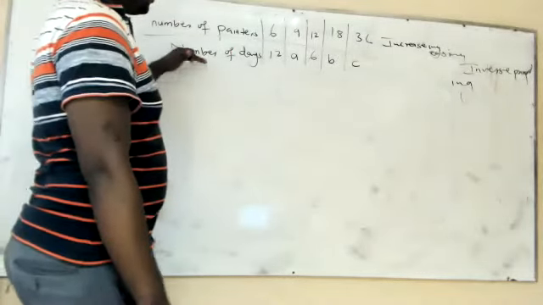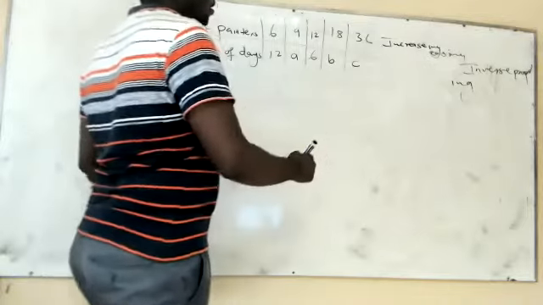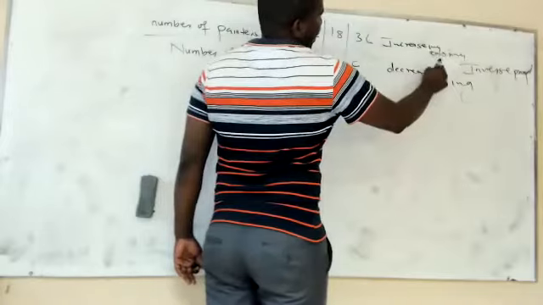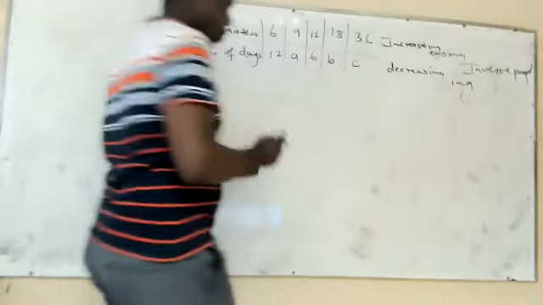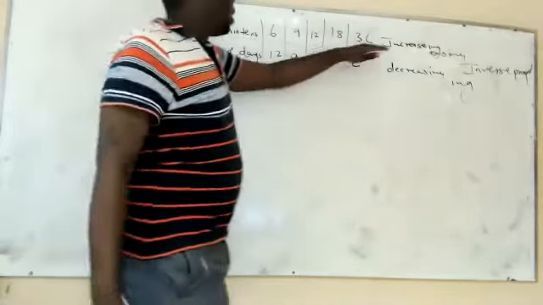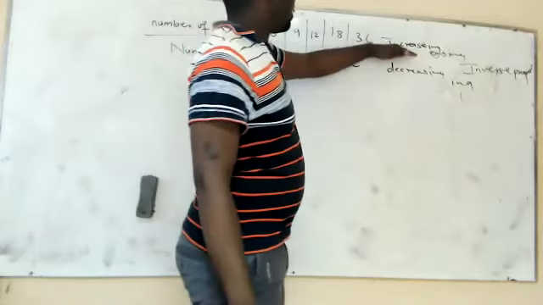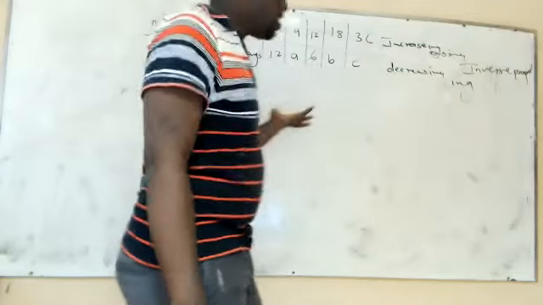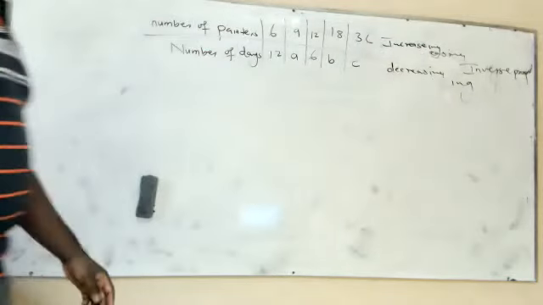The number of days are decreasing. Are decreasing, yes, very true. And I believe you know this relationship already. So if we have a relationship of X which is increasing and Y which is decreasing, is it inverse or direct?